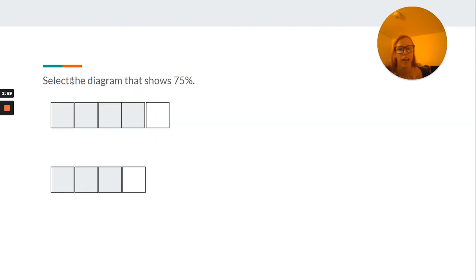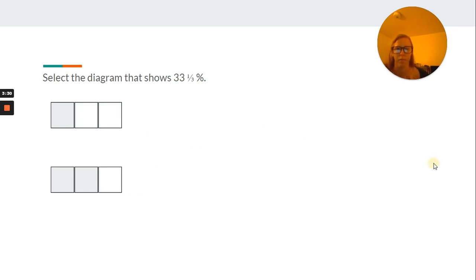So your assignment is going to have you select the diagram that shows a certain percent. So here, we're going to select the diagram that shows 75%. Now, we know that 25, 25, 25, and 25 equals 100. So 75 is 3 of those, so we should have 4 parts. This one, 1, 2, 3, 4, 5, has 5 parts. This one down here is 4. 3 are shaded, meaning 25 plus 25 plus 25 is 75. So it's going to be the second one.